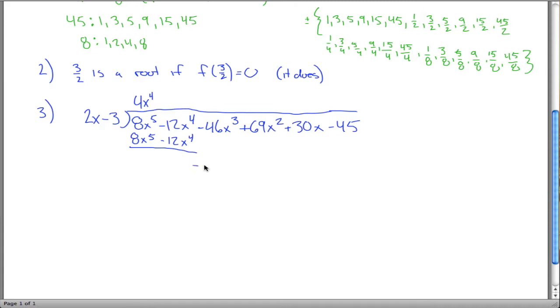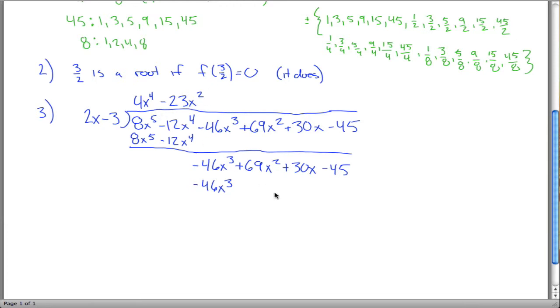So I get nothing here. If I bring down the rest of the stuff, I get to here. Draw that line all the way across. And now repeat. Find a number you can write up here so that when you multiply it by 2x, you get negative 46x cubed. That number is negative 23x squared. I knew that because negative 23x squared times 2x is negative 46x cubed.